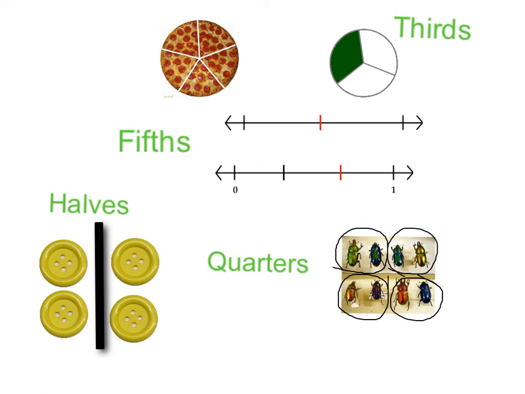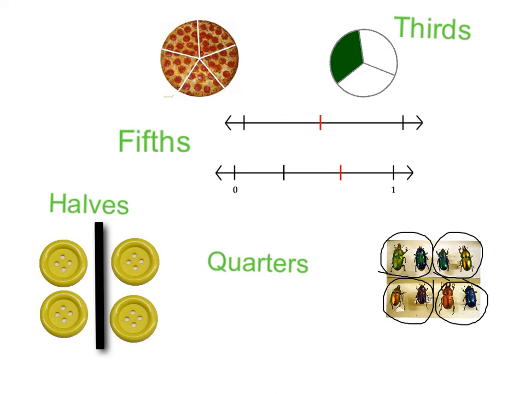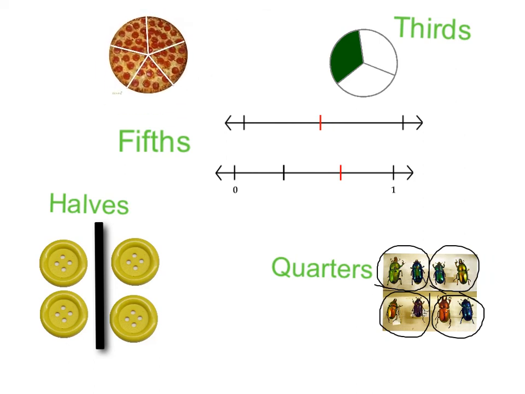Okay, how are you going? Hopefully you did well with those 2. Alright, next I've got a lovely collection of some beautiful beetles here. So my whole collection of beetles has been partitioned into 4 equal groups, and that tells me that they have been partitioned into quarters. Okay, I've got my lovely pizza here, and the area of this pizza has been partitioned into, what do you think? If you said fifths, you are correct.